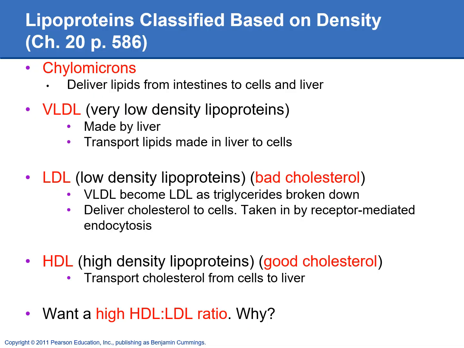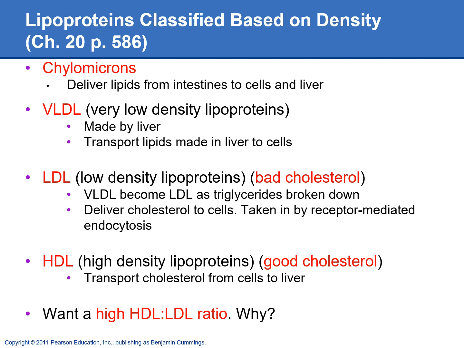All right, let's take a look at these lipoproteins, because I think this gets a little confusing. There are several different types of lipoproteins, and they're based on their density. So the largest of the lipoproteins will be the chylomicrons. Those are going to be made in the intestinal cells, and they're going to deliver the lipids from your diet, from the intestines to your body cells, and then also to your liver.